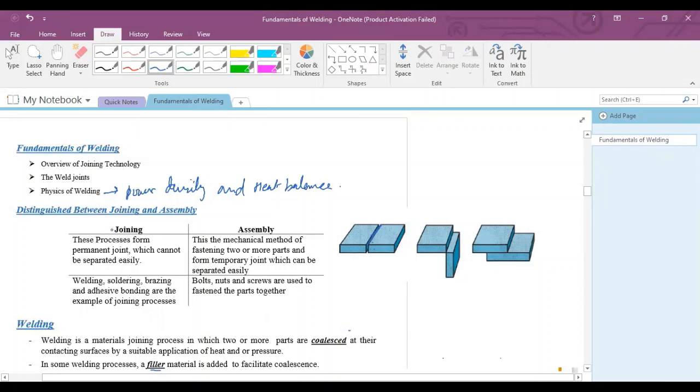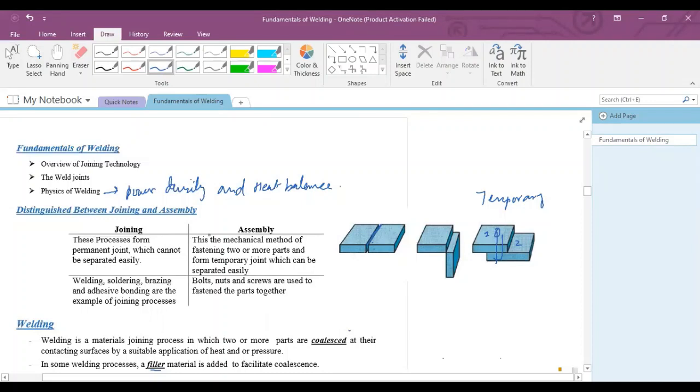First, I will explain the difference between joining and assembly. What is assembly? Assembly is a very simple thing; it is a mechanical fastening method. For example, if you have two plates, one and two, you can join these two plates temporarily with the help of bolts, screws or nuts. The temporary joint has one advantage: we can easily separate and dismantle them as per our requirement.